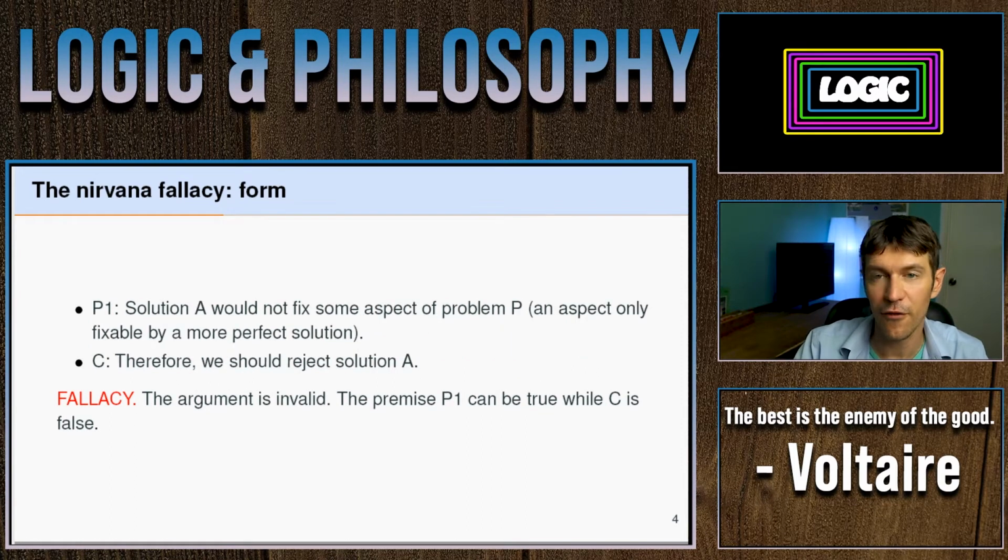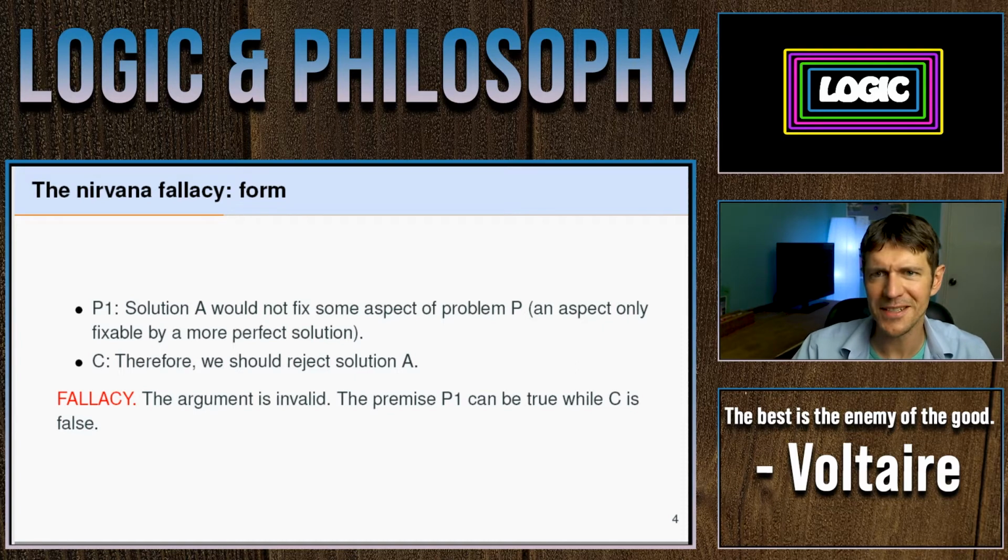Let's look at a different way of formulating the form of this fallacy. The way of formulating it would be pointing to a particular solution and then showing how that solution can't solve some aspect of a particular problem, and that aspect could only be solved by a hypothetically more perfect solution. And so since the solution can't solve every aspect of a problem, there's a specific aspect that it can't solve, you should reject that solution altogether. Again, the argument is invalid. It's invalid because the first premise can be true, that is, a solution can fail to solve a problem, but the conclusion can be false, that is, you should nevertheless accept this imperfect solution.